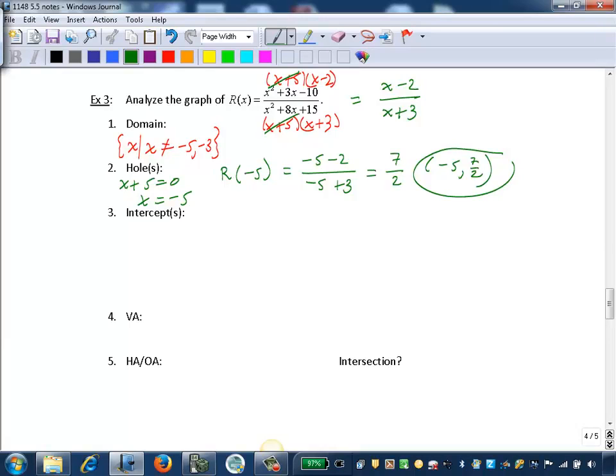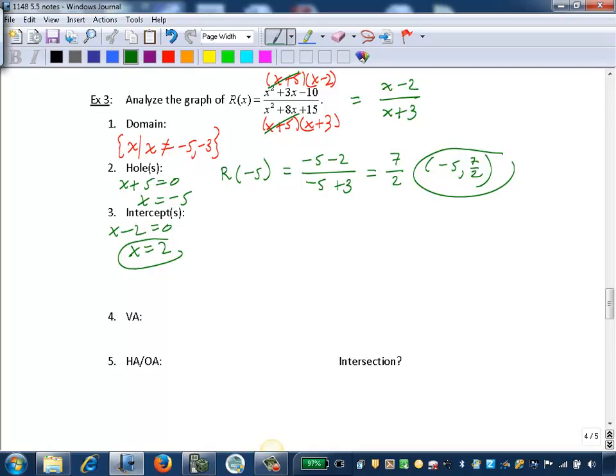Now we want our intercepts. For our x-intercepts, we look for zeros of the numerator, because anything that makes the numerator 0 will make the entire function equal to 0. So we can see the 0 of the numerator is 2. If x minus 2 is 0, we're going to see we have an x-intercept at 2.